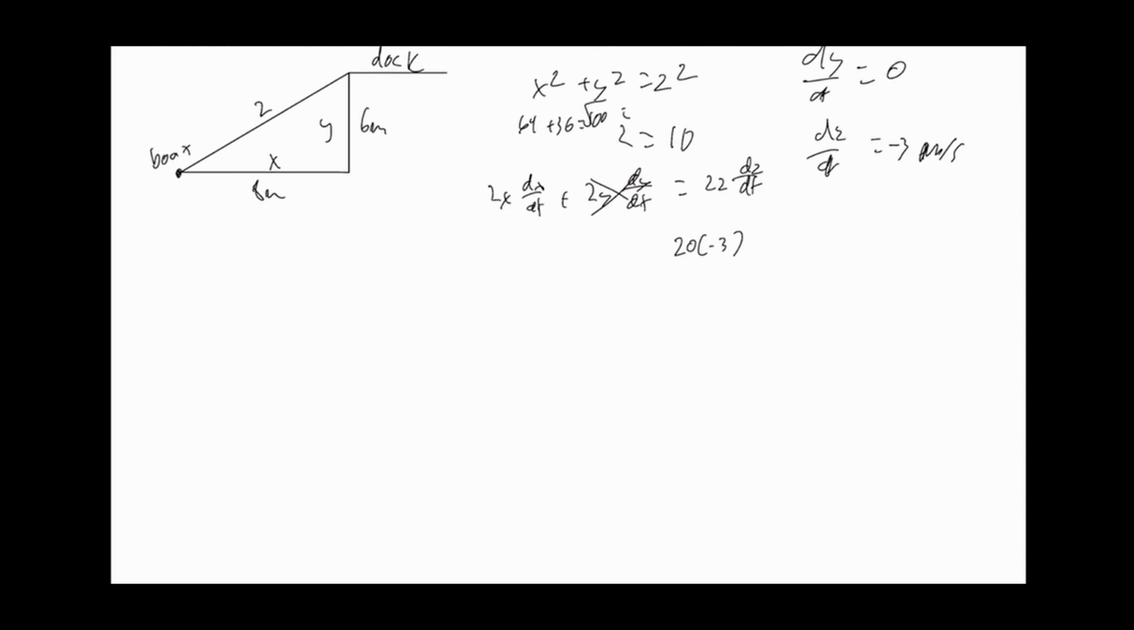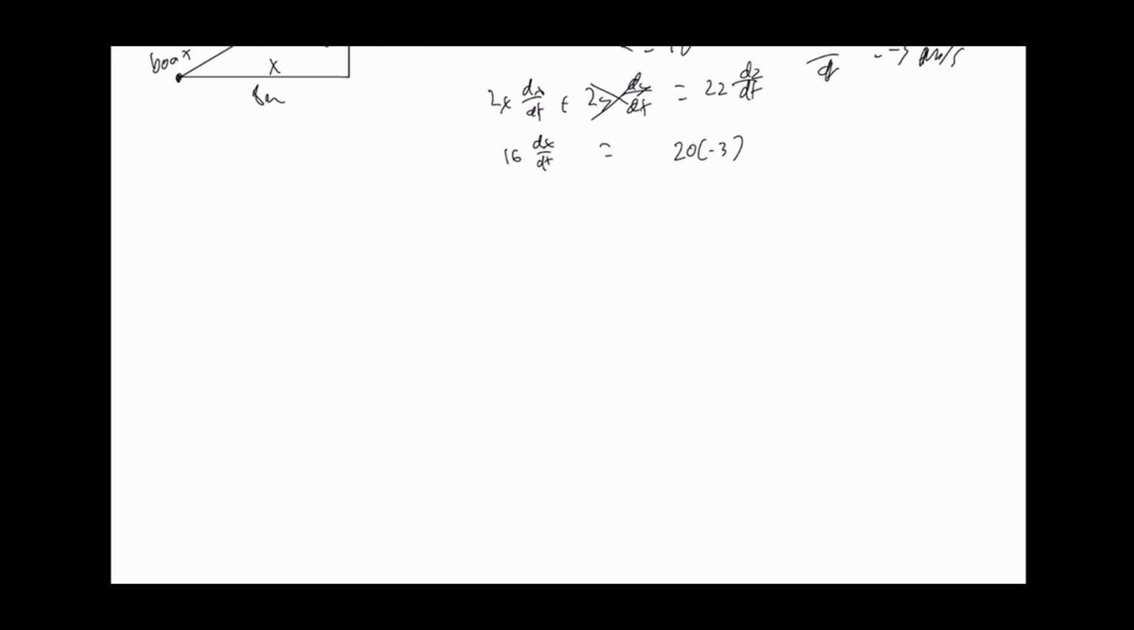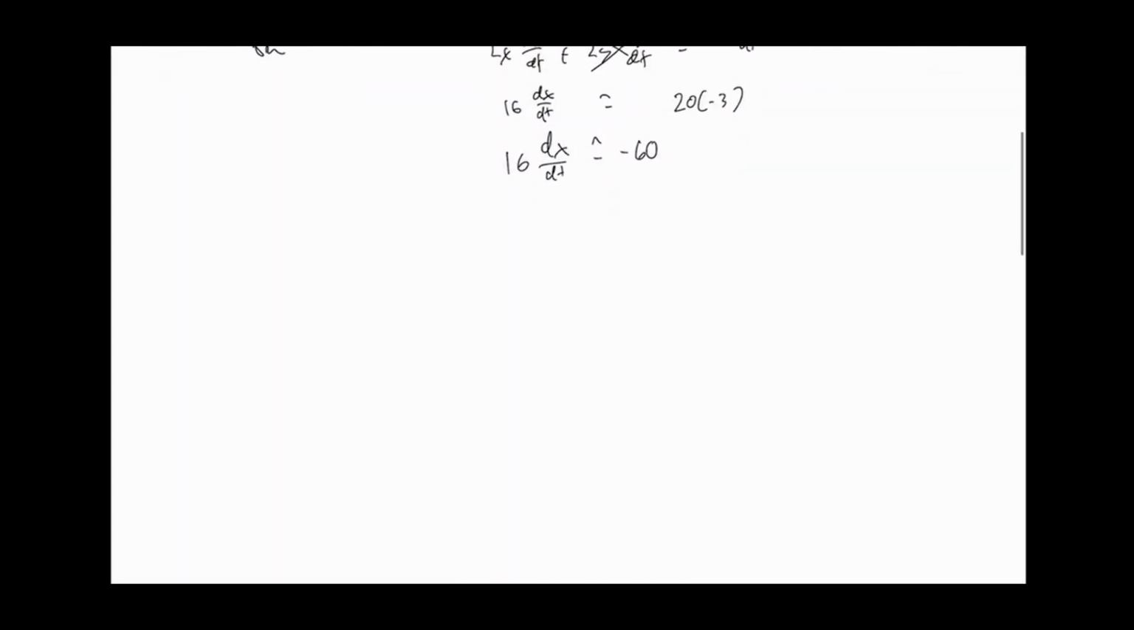We do not know dx/dt, and we're trying to solve it, so we input the value that we know. So it's 16x dx/dt, and 16 dx/dt equaling 20 times negative 3, which would equal negative 60. Then the next step is just to simply solve for dx/dt.